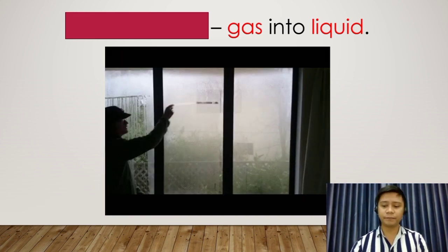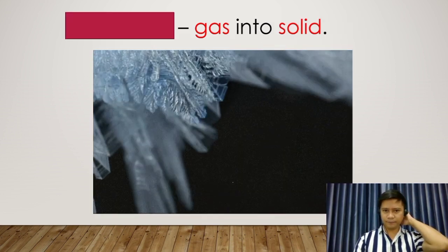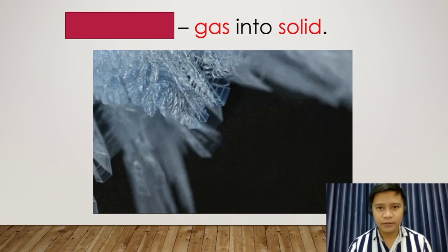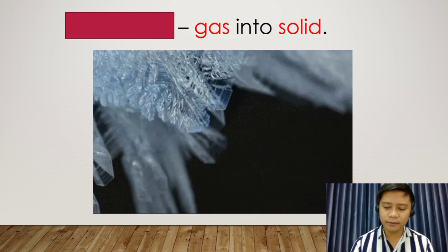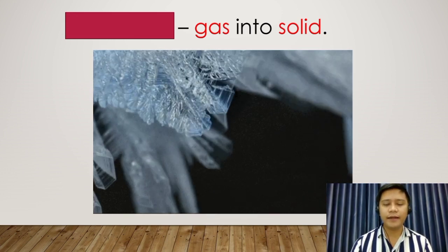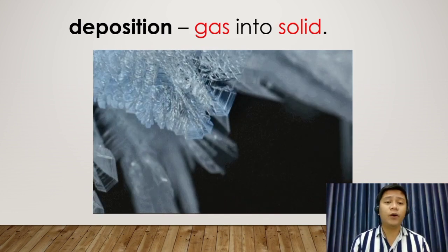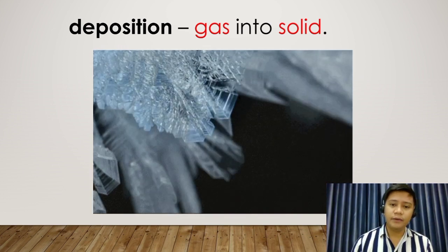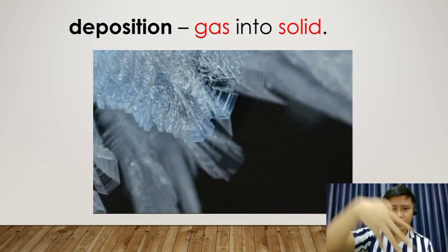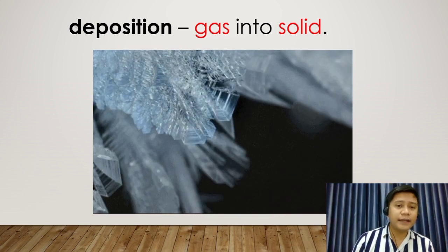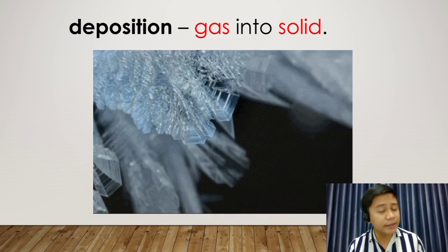Okay, understand? Next physical change we have is this one. What do you call that? As you can see in the art, the air will become ice, or the gas becomes solid. So what physical change is it? Let's try to find out. Deposition. Everybody read deposition. Very good. The best example is that the air becomes ice, for example the snow, as you can see. Gas into solid. This process is what we call deposition.